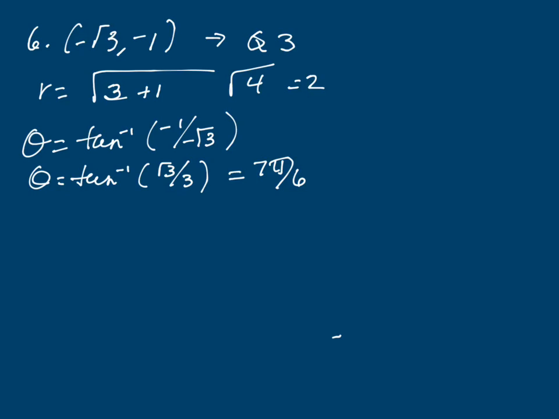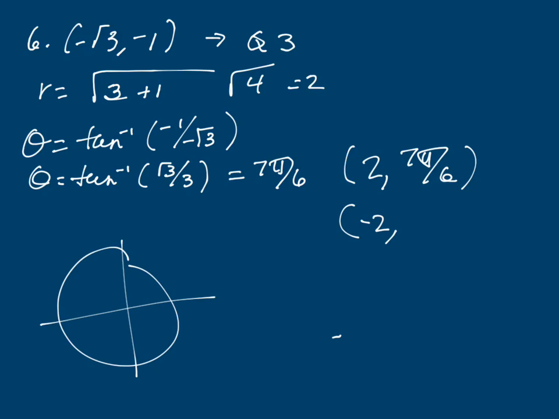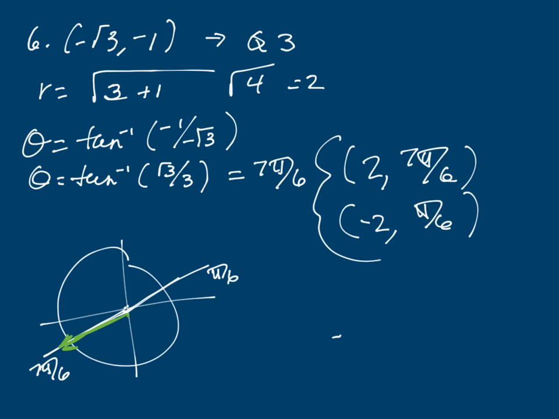Okay, so that's the right answer. So our first point would be 2, 7 pi over 6. And then the other one would be -2. And let's see what's behind 7 pi over 6. This is 7 pi over 6. And if I'm backing up, I'm at pi over 6, right? But I'm going this way, so that's why I get back to the same point. So the other point would be -2, pi over 6. So those are the two answers for number 6.